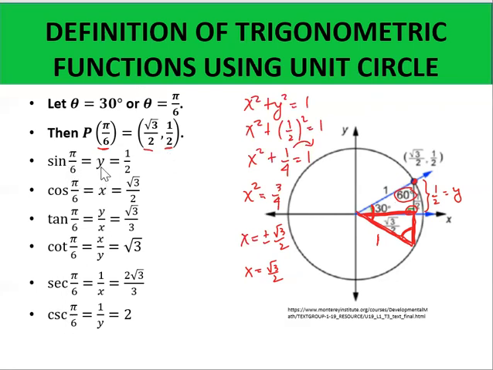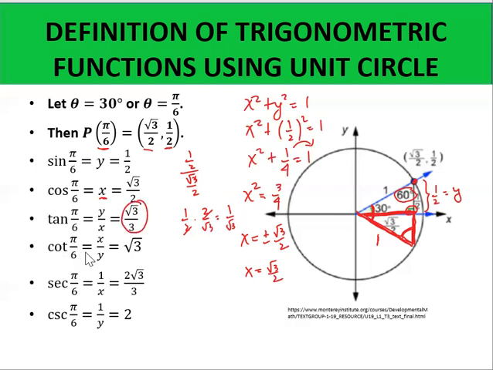Using the definitions of the six trigonometric functions and the terminal point, sine pi over 6 is equal to y, the y coordinate, which is 1/2. Cosine pi over 6 is the x coordinate, which is square root of 3 over 2. Tangent pi over 6 is y over x, so that's 1/2 over square root of 3 over 2. If we get the reciprocal of square root of 3 over 2 and multiply it with 1/2, it's going to be 1 over square root of 3. So let's write it down here: 1 over square root of 3. But if we rationalize this expression, we get square root of 3 over 3.